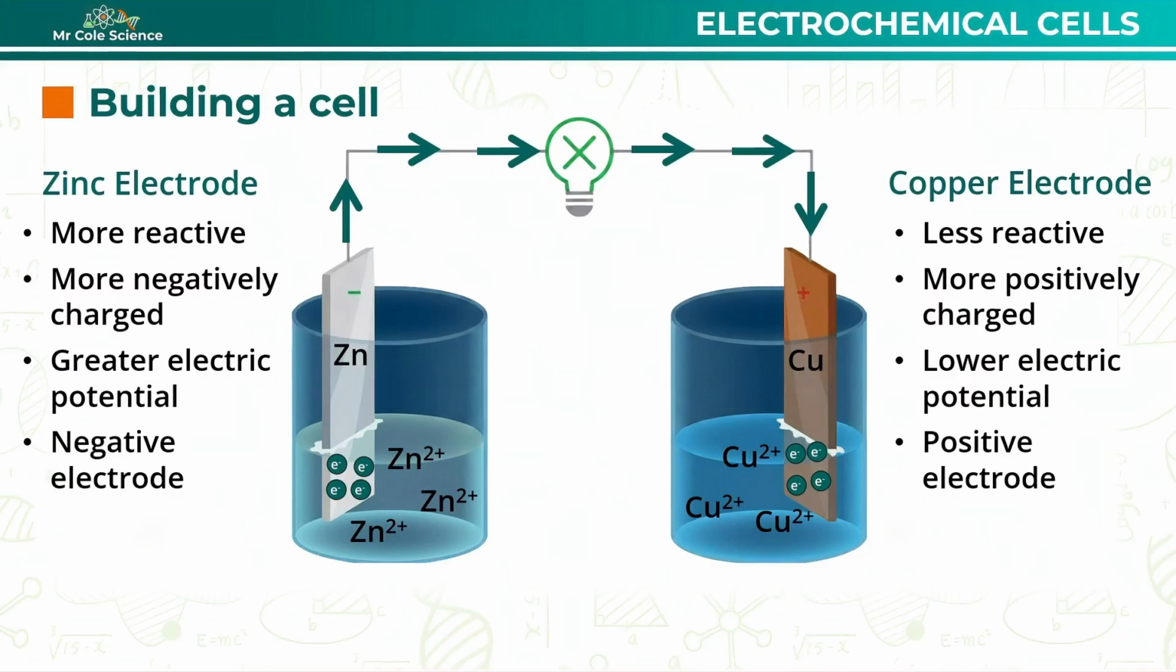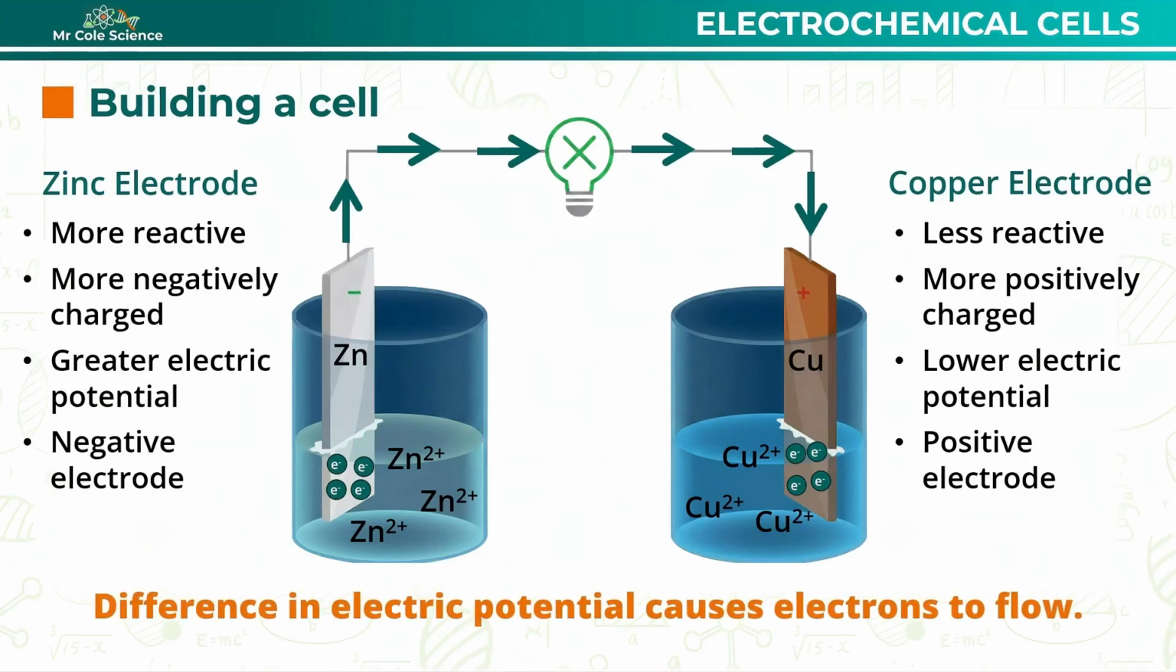Now, the key thing we need to bear in mind is that the electron flow is caused by the difference in electric potential of our two half cells. The reason why our electrons flow from one half cell to another is because one of our half cells has a greater, or more negative, electric potential than the other.